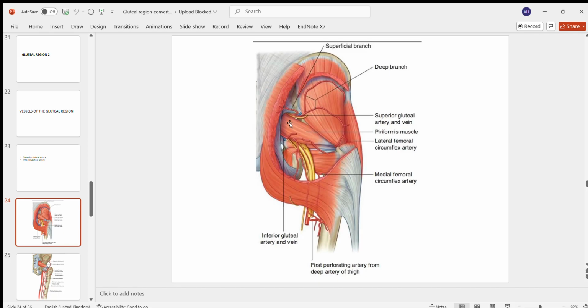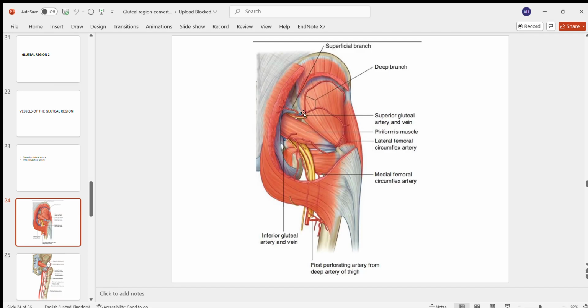This muscle is the demarcating muscle. This is the piriformis that is passing through the greater sciatic foramen. The superior gluteal artery comes out of the greater sciatic foramen, enters the gluteal region above the piriformis. Initially, it gives a superficial branch, this one, and a deep branch, this one. The superficial branch supplies gluteus maximus, as we can see. This is the cut section of gluteus maximus, and the superficial branch is entering the gluteus maximus muscle.